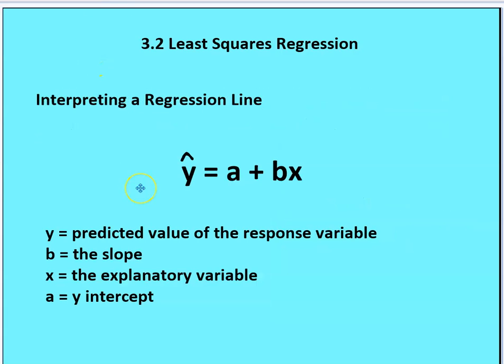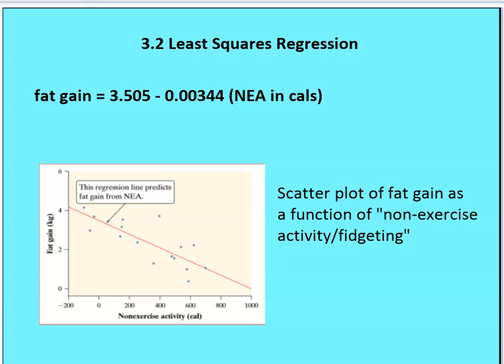All right, so here's a regression line equation where y with this hat on it is the predicted value for y given some value of x, b is the slope, and a is the y-intercept. So x is the explanatory variable, and y is the response variable. The regression line that was generated was 3.505 minus 0.00344 NEA, which is non-exercise activity in calories. So as the non-exercise activity went up, the amount of fat gain generally went down. And so here's a line that establishes that relationship.